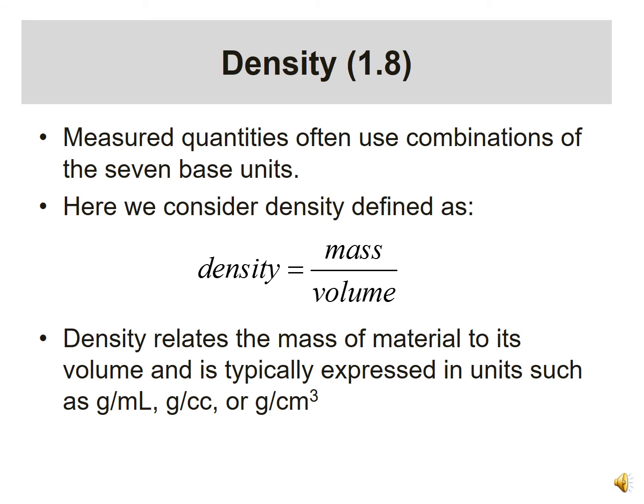The actual definition of it is given here. Density is the mass divided by the volume. So density relates the mass of the material to whatever its volume is, and we usually express it in units. There's all sorts of units you can use for this. The ones we typically see are grams per milliliter, grams per cc, grams per cubic centimeter. Sometimes you'll see a kilogram per cubic meter, but it's always a mass per volume unit that you're looking at.